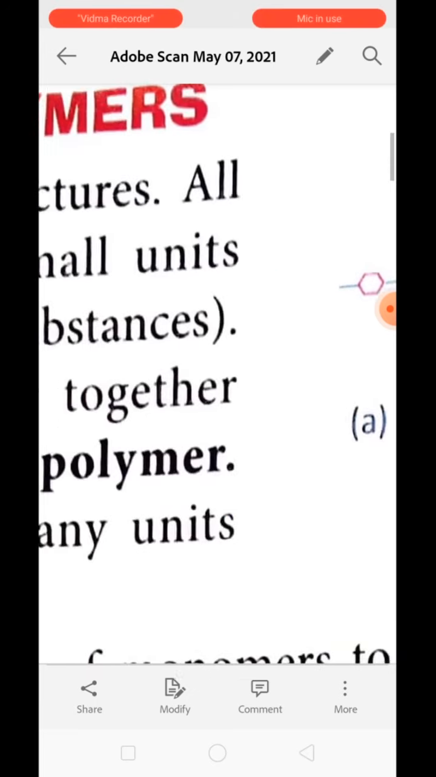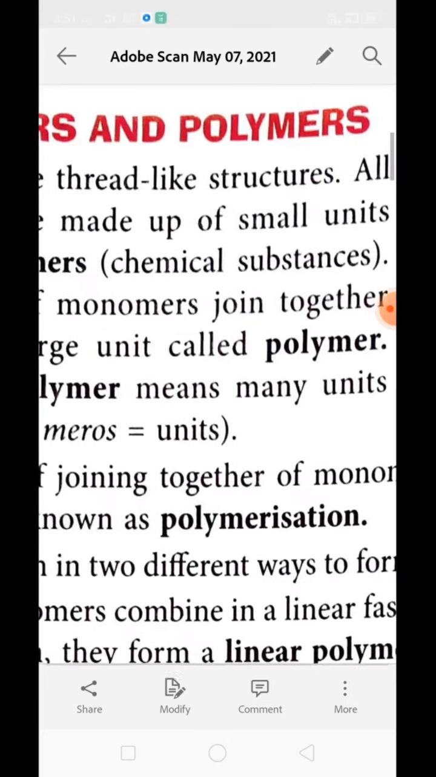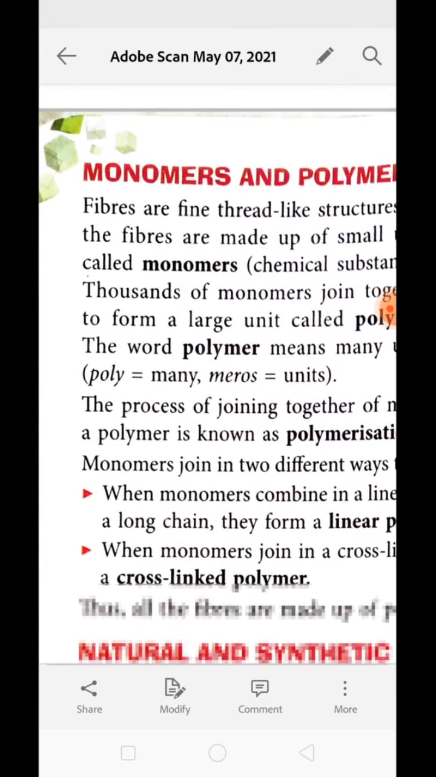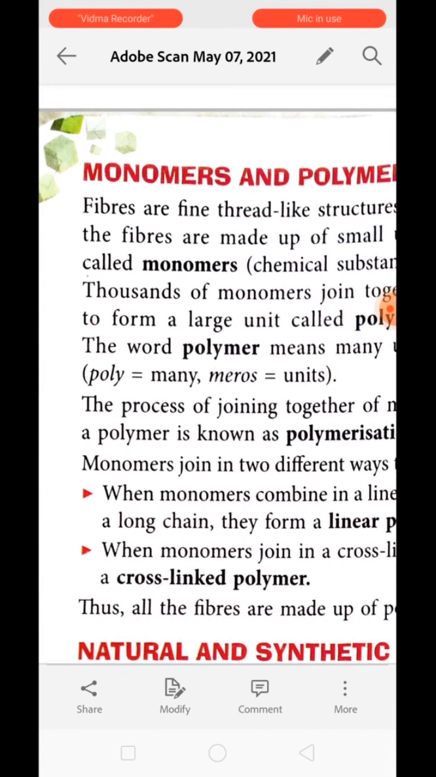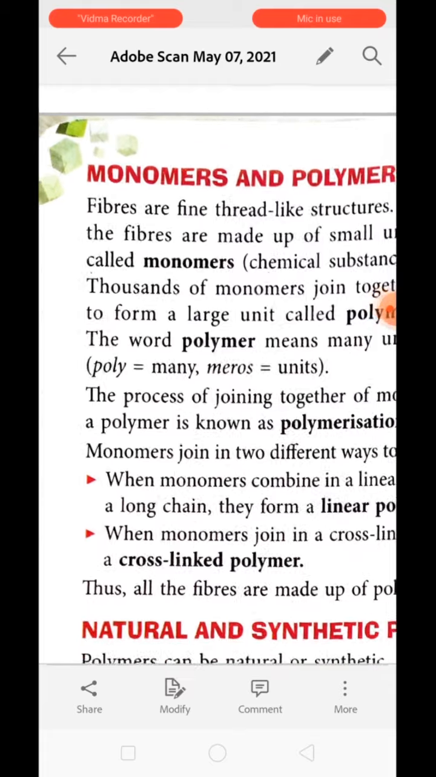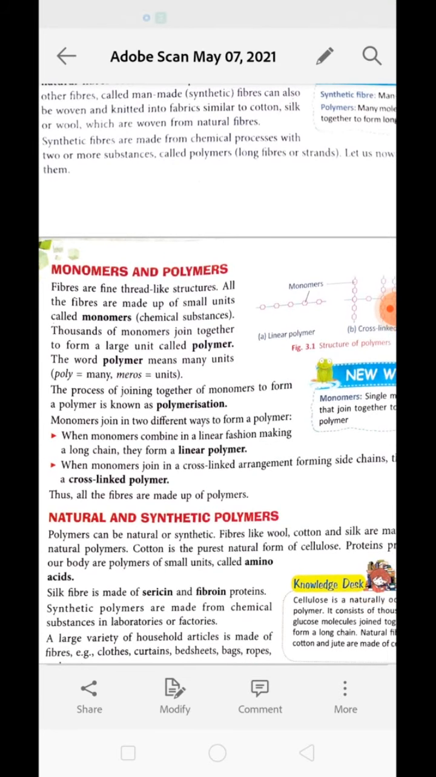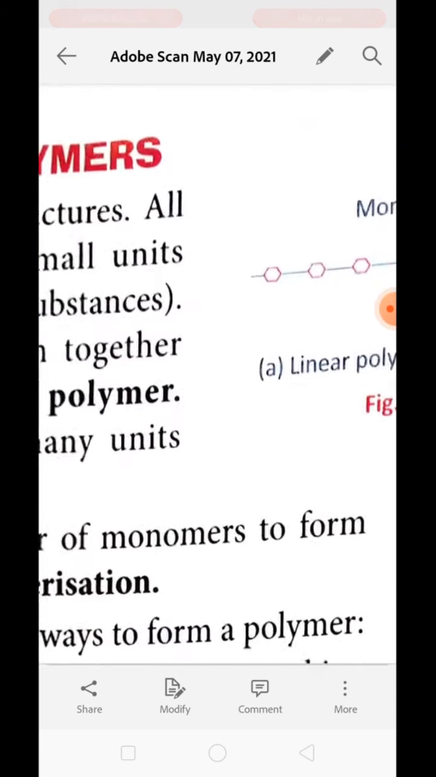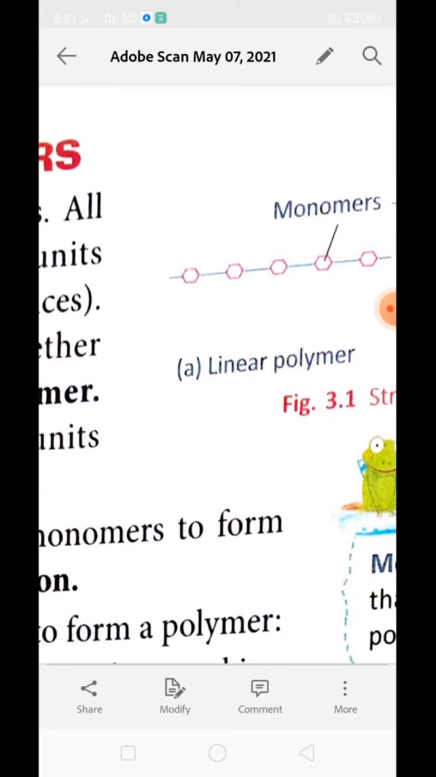Understood? Now you can see over here the meaning of polymer. Poly means many and mers means unit. It means many units joined together are said to be a polymer. Now the process of joining these monomers together is known as polymerization. When thousands of monomers join together forming a chain-like structure like this, the process is called polymerization, whereas this structure is known as a polymer.